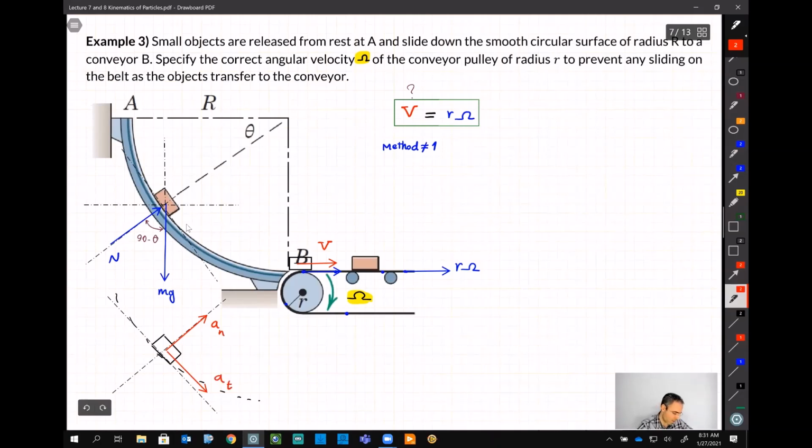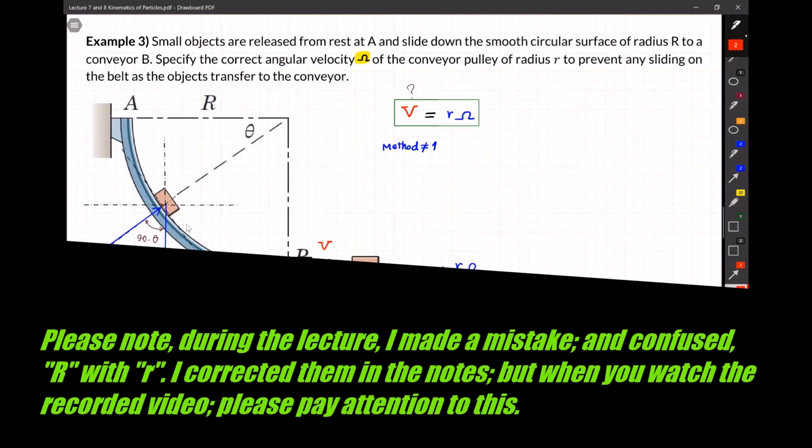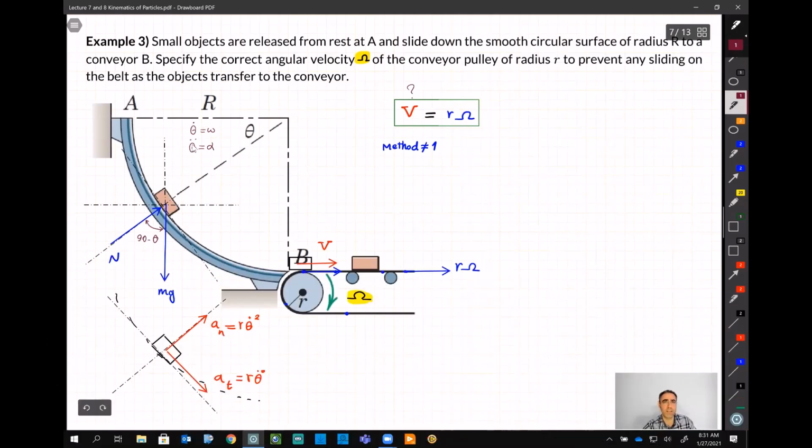All right, so we have a formula for this. We know this is R theta dot squared, and we know this is R theta double dot. Remember, for a circular motion, I'm going to write it down here just to remind you. Out of laziness, we call theta dot omega and theta double dot alpha. But slowly you need to get used to using theta dot and theta double dot rather than omega and alpha. They are the same, but for simplicity, we did that.